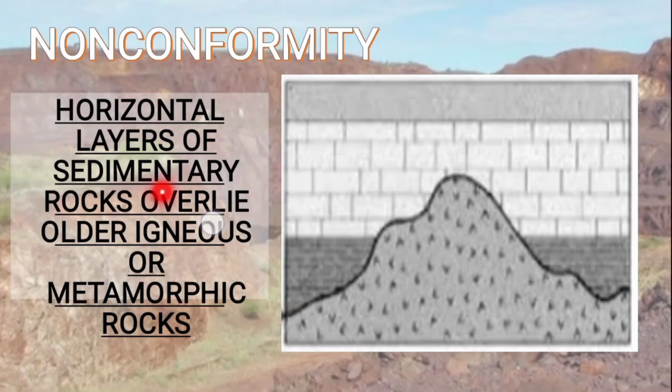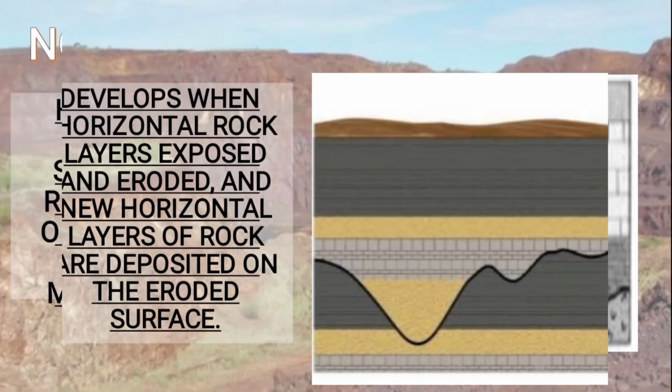Horizontal layers of sedimentary rocks overlie older igneous or metamorphic rocks. So in this part, nonconformity, metamorphic or igneous rocks are on the bottom part, and we have here sedimentary rocks on the top, wherein sedimentary rock is cited to be the youngest and metamorphic or igneous rock is the oldest. So that one is nonconformity.